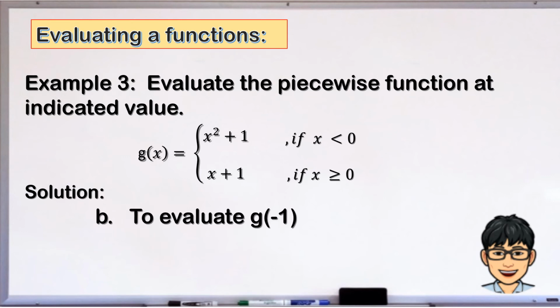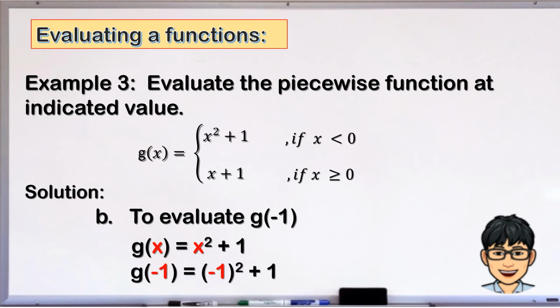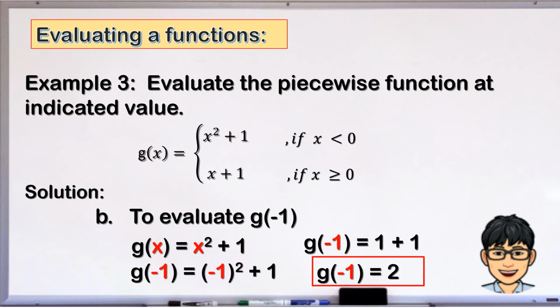Okay, let us have g of negative 1. Negative 1 is also less than 0. So, therefore, ang gagamitin nating function is x squared plus 1. Kaya we have g of x is equal to x squared plus 1. And then, lahat ng x kay g of x, gagawin nating negative 1. So, we have g of negative 1 equals negative 1 squared plus 1. And the square of negative 1 is equal to 1. So, we have g of negative 1 equals 1 plus 1. And 1 plus 1 is equal to 2. So, we have g of negative 1 equals 2. And that is our final answer.